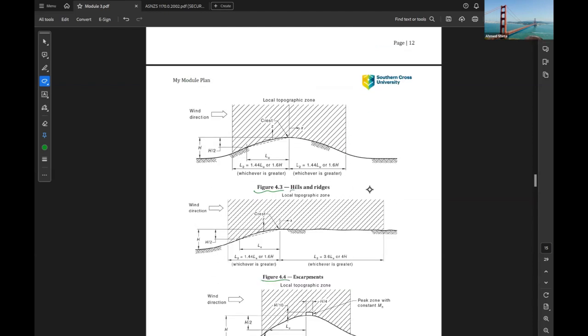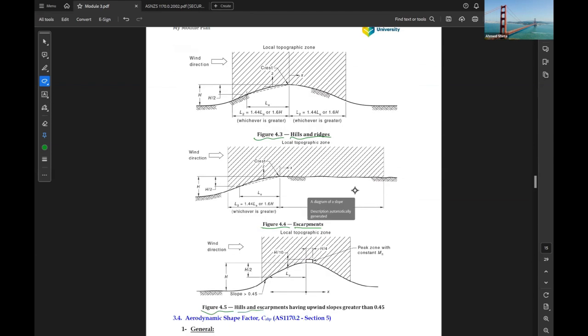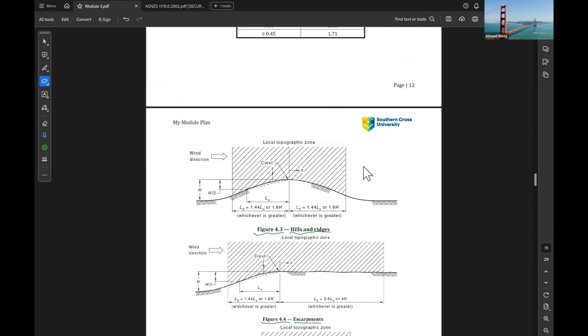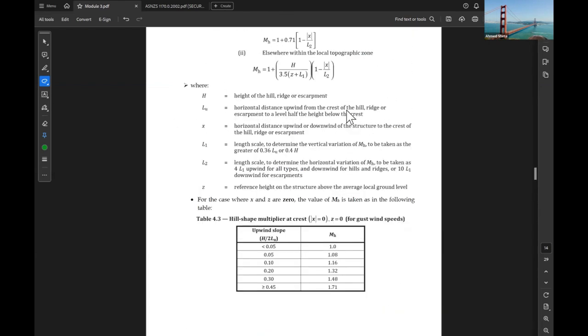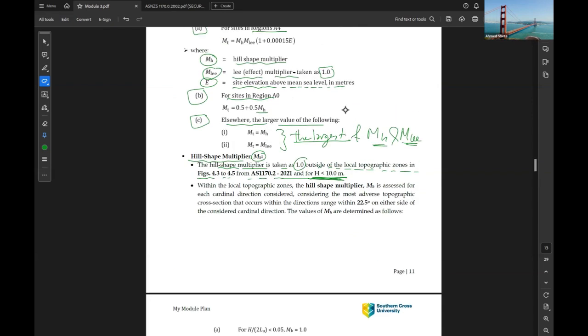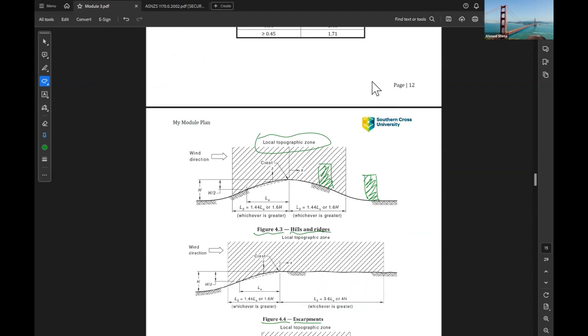So we have the hills and ridge case, escarpment case, and hills and escarpments having upwind slopes greater than 0.45. So here we might have this local topographic zone. If the building is in this area, that is one case; if it is outside this area, it is a different case. So this is what is meant by the local topographic zone. If the building is outside of the local topographic zone, you can take MH as 1. Okay.